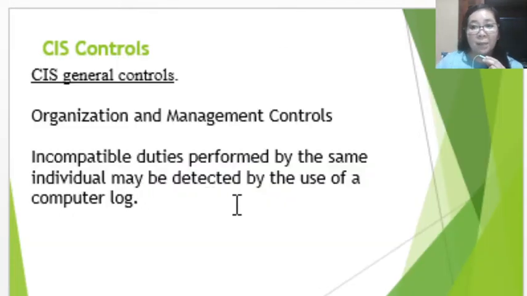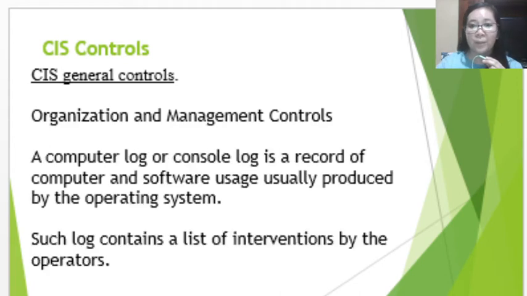Okay, so incompatible duties performed by the same individual may be detected using a computer log. So what is this computer log? This is a console log that records computer and software usage. Usually this is produced by the operating system. Such a log contains a list of interventions by the operator. So meaning there might be an access authentication, meaning who was the person who performed a specific task. That's where the entity can determine if indeed the person who is responsible for such is also the one who accessed the computer system, to avoid any fraud or irregularities.